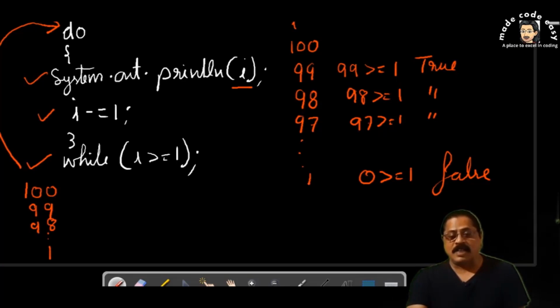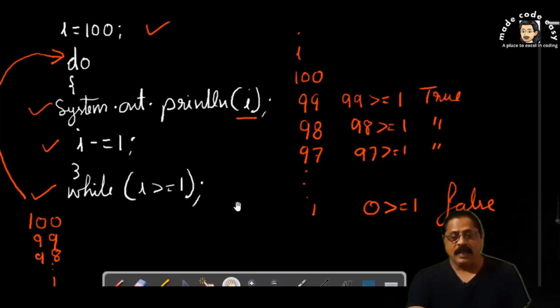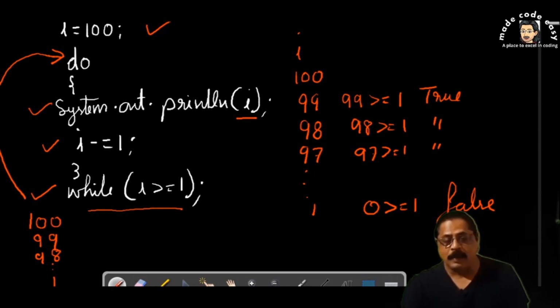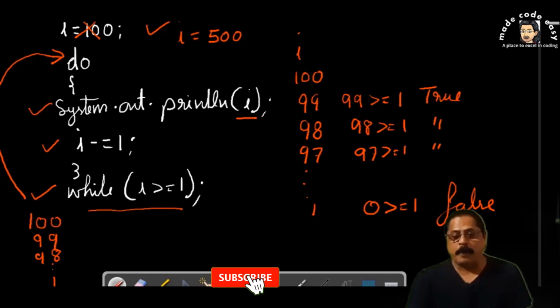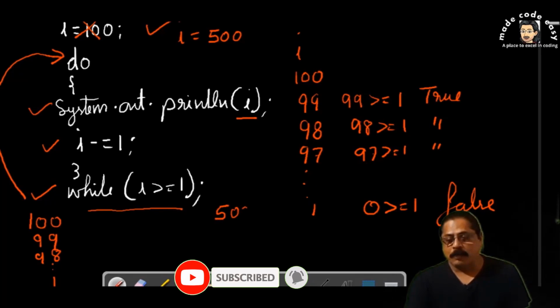As long as condition is true, this loop works. But what is the difference then between while and do while? Here condition is tested at the end, whereas in while it's tested in the beginning. While loop is known as entry control loop, whereas do while is known as exit control loop. If suppose initial value of i, if I take 500, the output will be 500 and 499 up to 1.